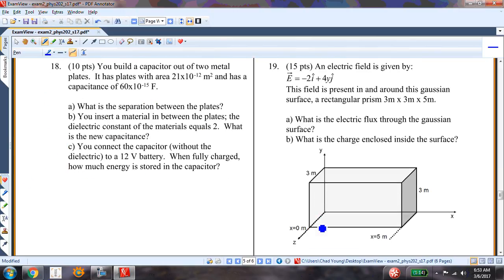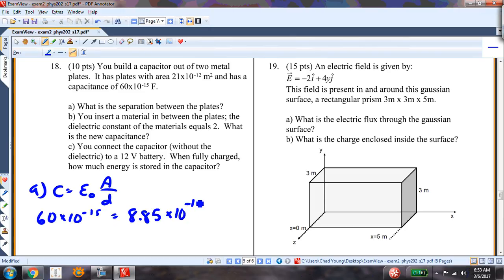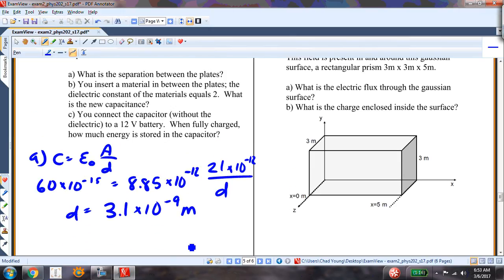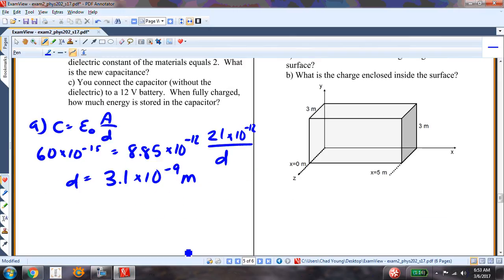You build a capacitor out of 2 metal plates. There's the area. What is the separation between these plates? Okay, so first, C is equal to epsilon naught A over D. Just sort of plugging in the right things here. If I solve this for D, I get 3.1 times 10 to the minus 9 meters. So 3 nanometers. And then if I insert a dielectric, what is the new capacitance?